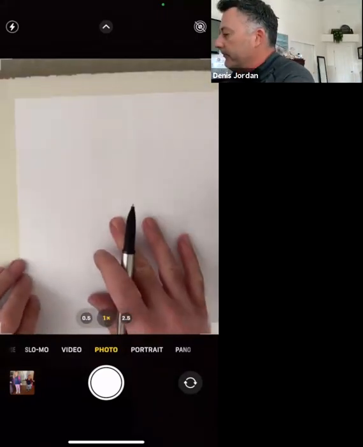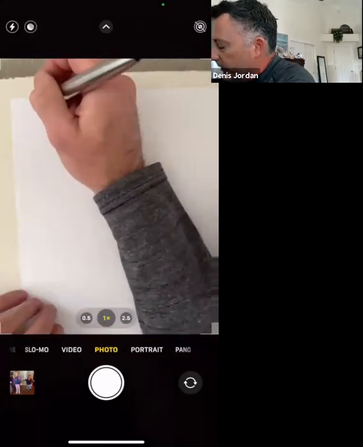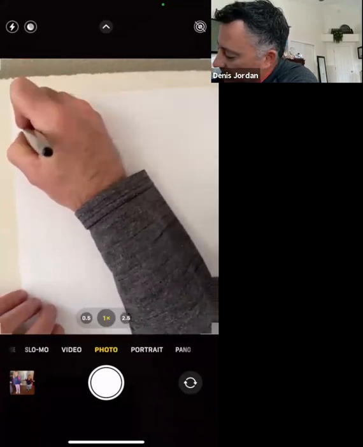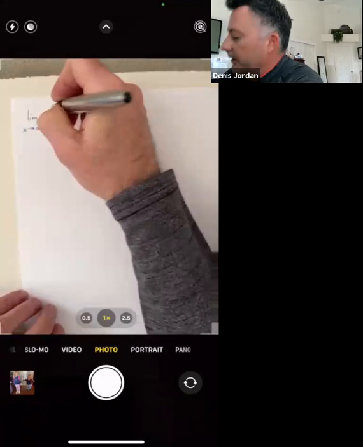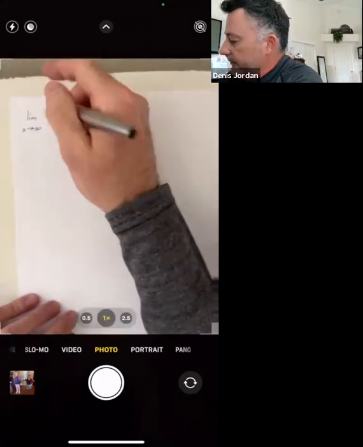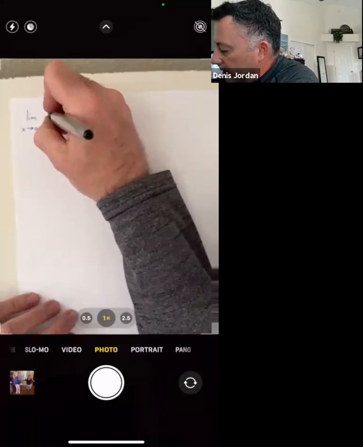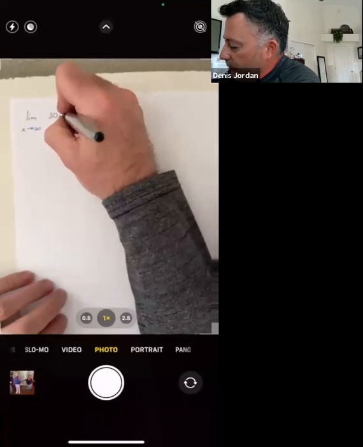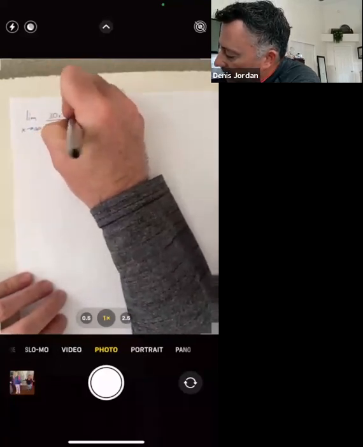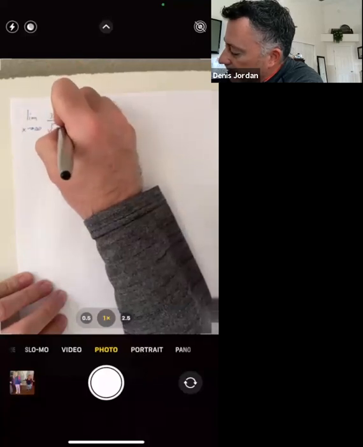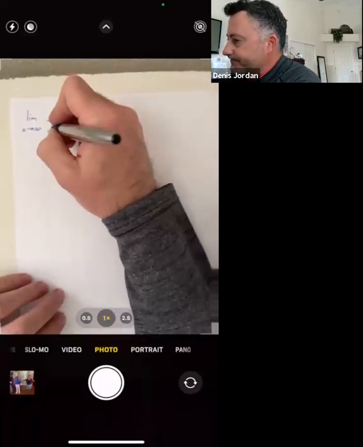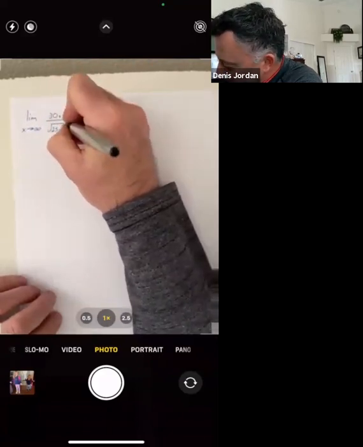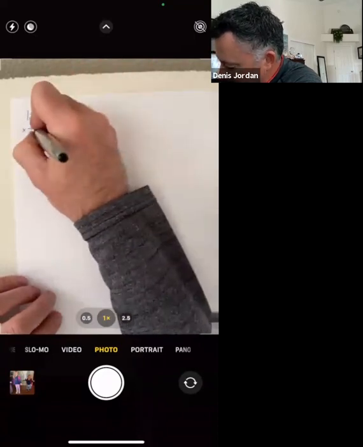The other place I saw an error was in one of the limit questions, and it was something like the limit as x goes to infinity of (30x+4) all over the square root of 25x² - 7, something like that.